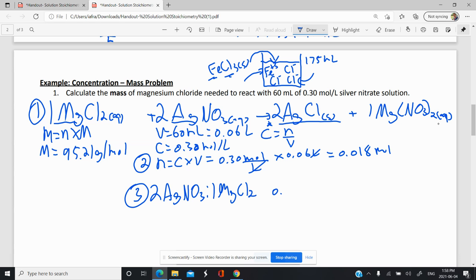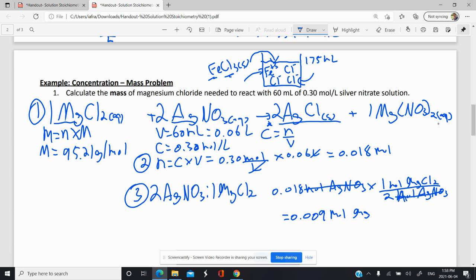We have 0.018 moles of silver nitrate, multiply it by 1 mole of MgCl2 over 2 moles of silver nitrate. Cross out the moles of silver nitrate, and you get, so divide it by 2, 0.009 moles of MgCl2.